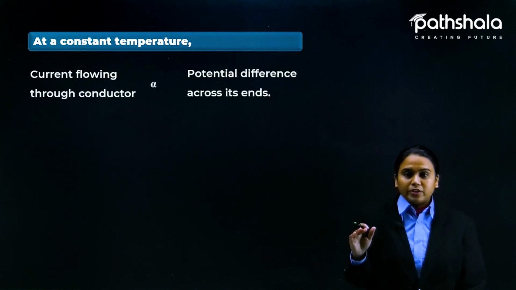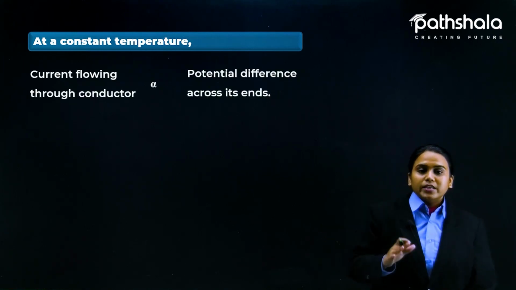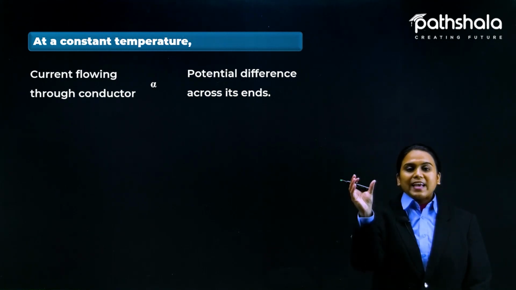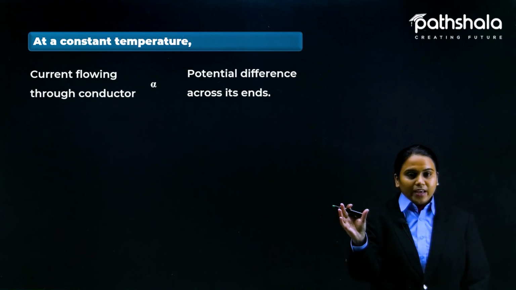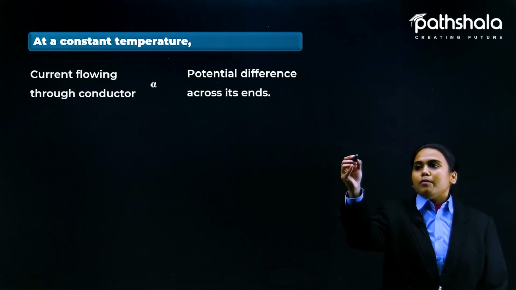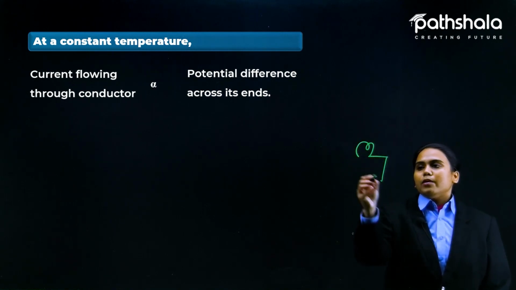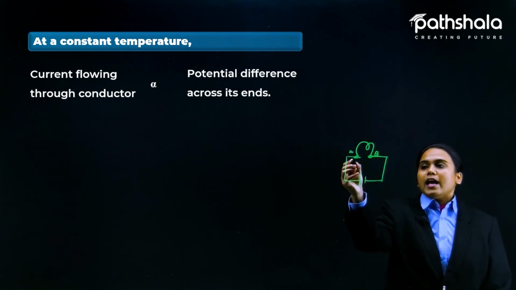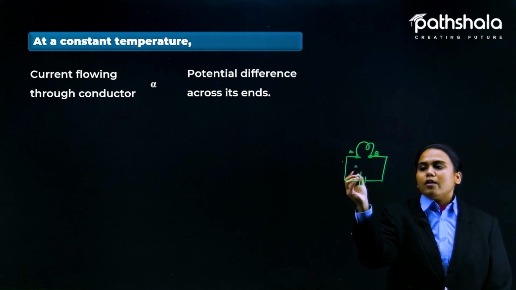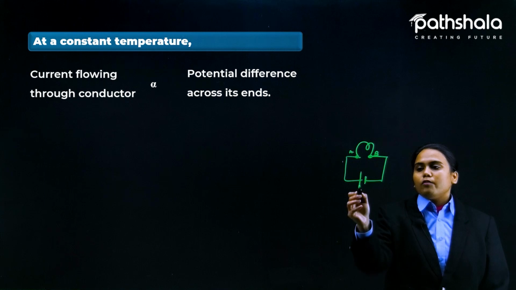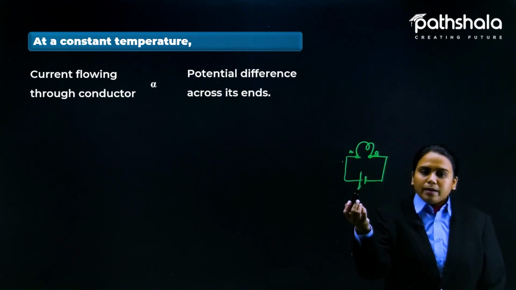At a constant temperature, the current flowing through a conductor is directly proportional to the potential difference across its ends. Okay? Yeah, that is the thing. Like in a circuit diagram also, if a bulb is here and a potential difference is set up across its ends, A or B we can say, this end is connected to one terminal of the voltmeter and this terminal is connected to another terminal of the battery.